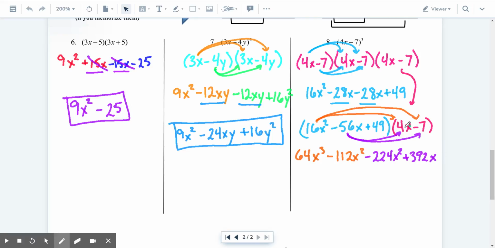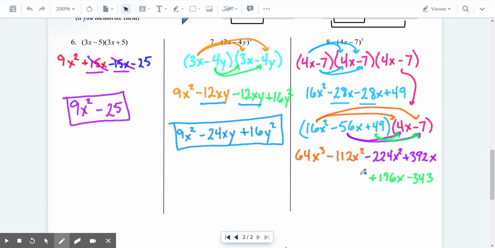And what we still haven't done is take this 49 times these terms. So that's the last thing we'll do. We'll take 49 times 4, which is positive 196. So 49 times 4x would be positive 196x. And then 49 times negative 7 is negative 343. And hopefully you can see our 6 terms that are created: 2 in orange, 2 in purple, 2 in green. There's our 6. What we need to do, last thing here, finally we made it, is combine our like terms.